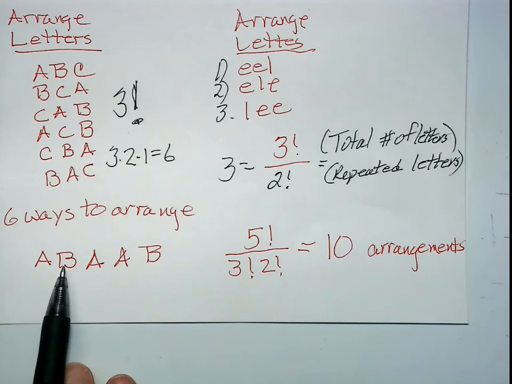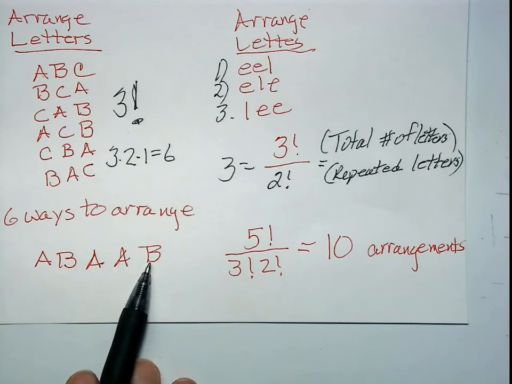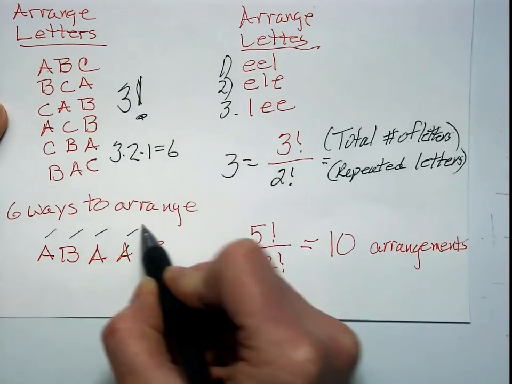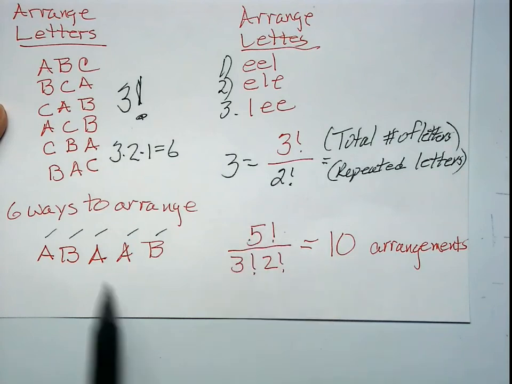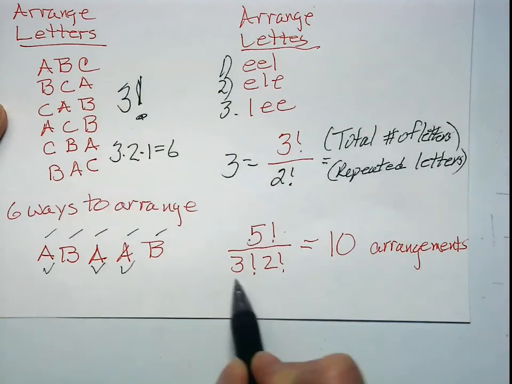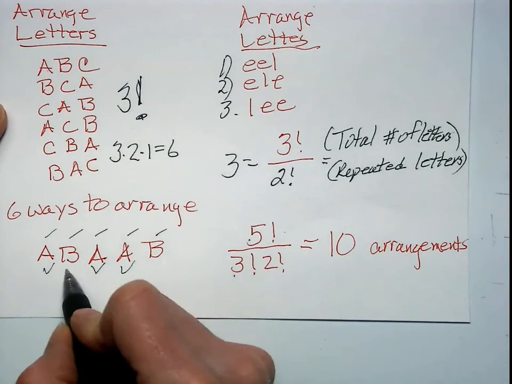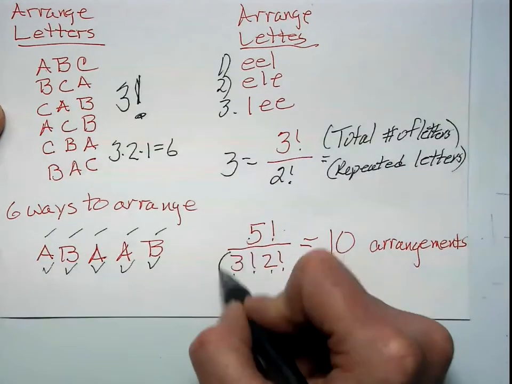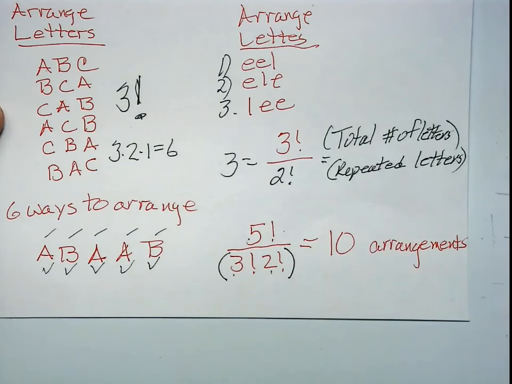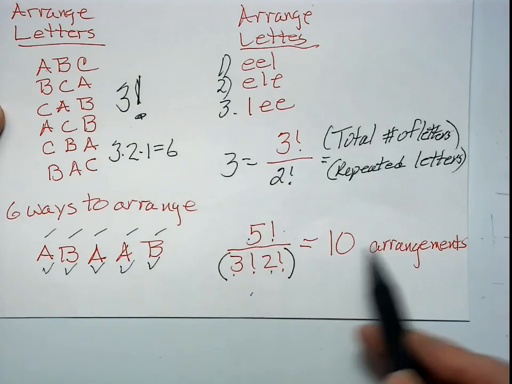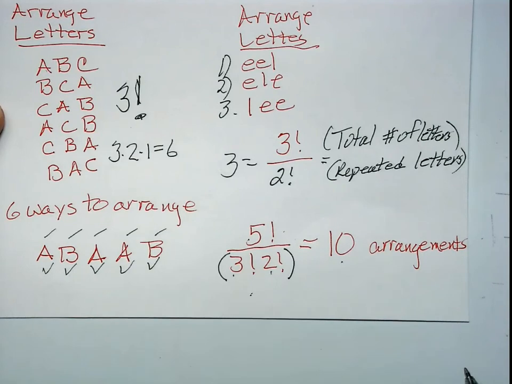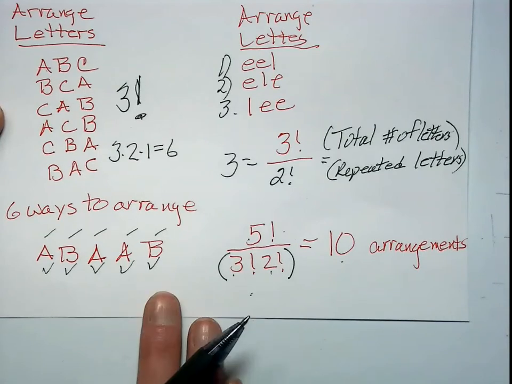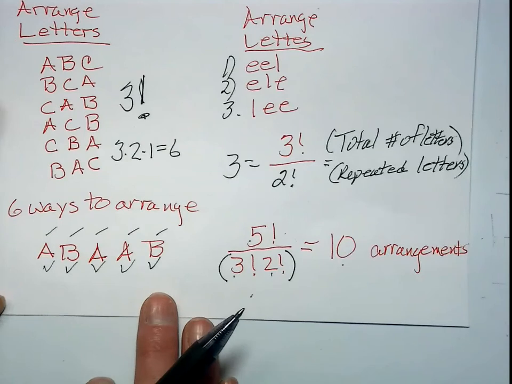I have the letters A, B, A, B. There are 5 letters. Whoops. 1, 2, 3, 4, 5 letters. So I have 5 factorial in the numerator. I have 3 A's, so I divide it by 3 factorial. And I have 2 B's, so I divide it by 2 factorial. When you do this, make sure when you put it in your calculator, you put parentheses. When you do this, there's 10 different ways to arrange that. You will see an example like this again. Whether it's on the test or the final exam, this is an important concept.